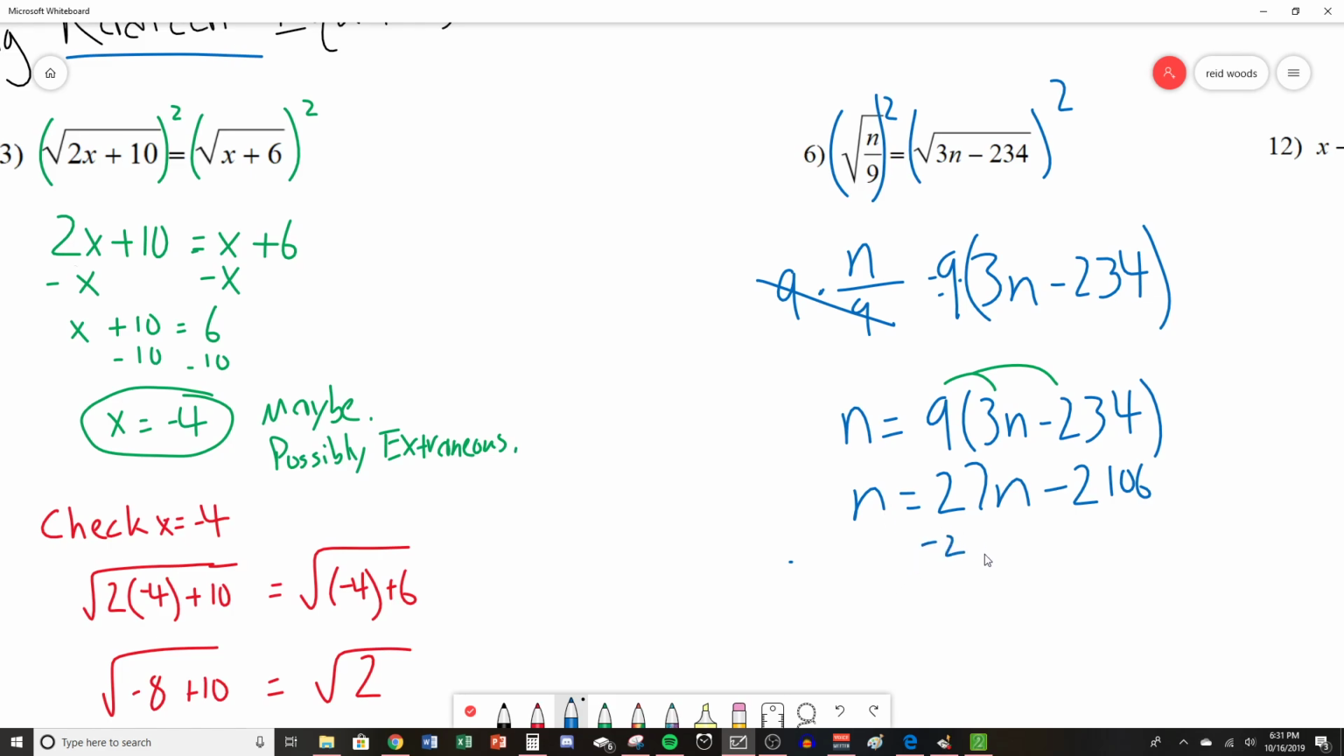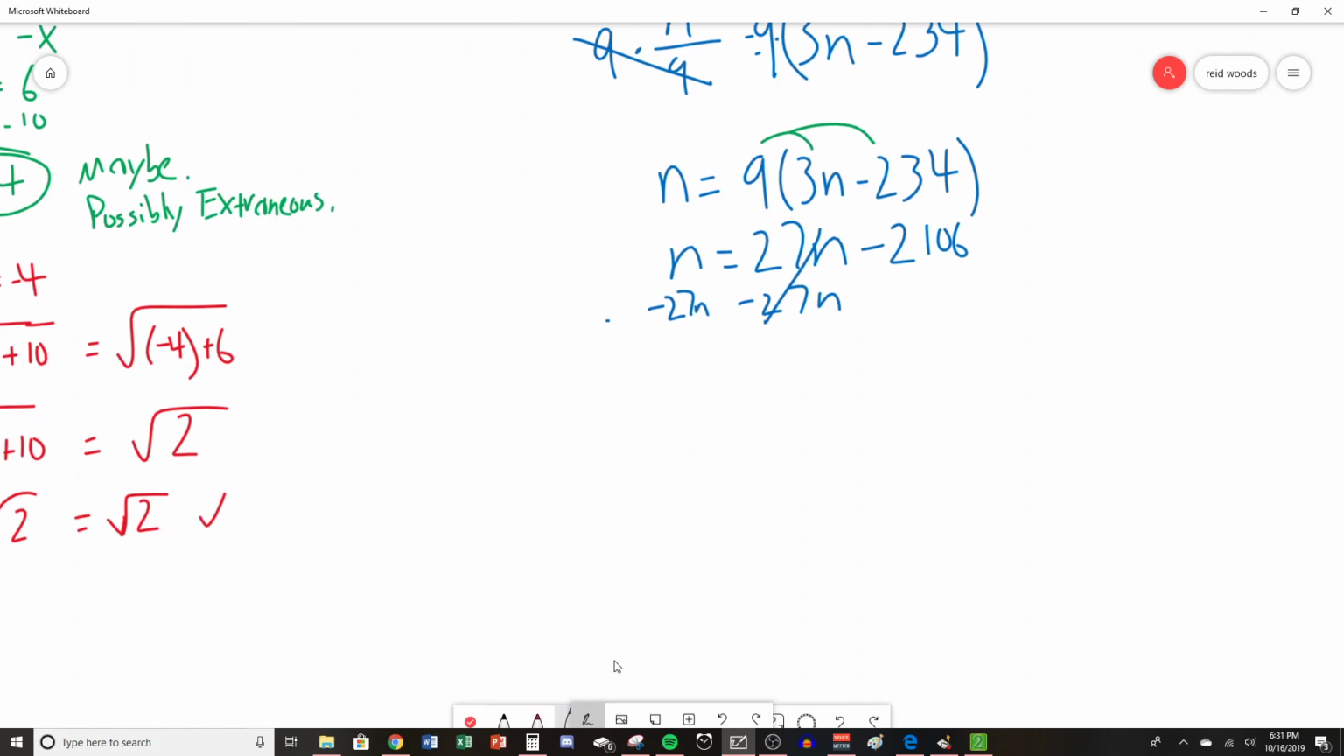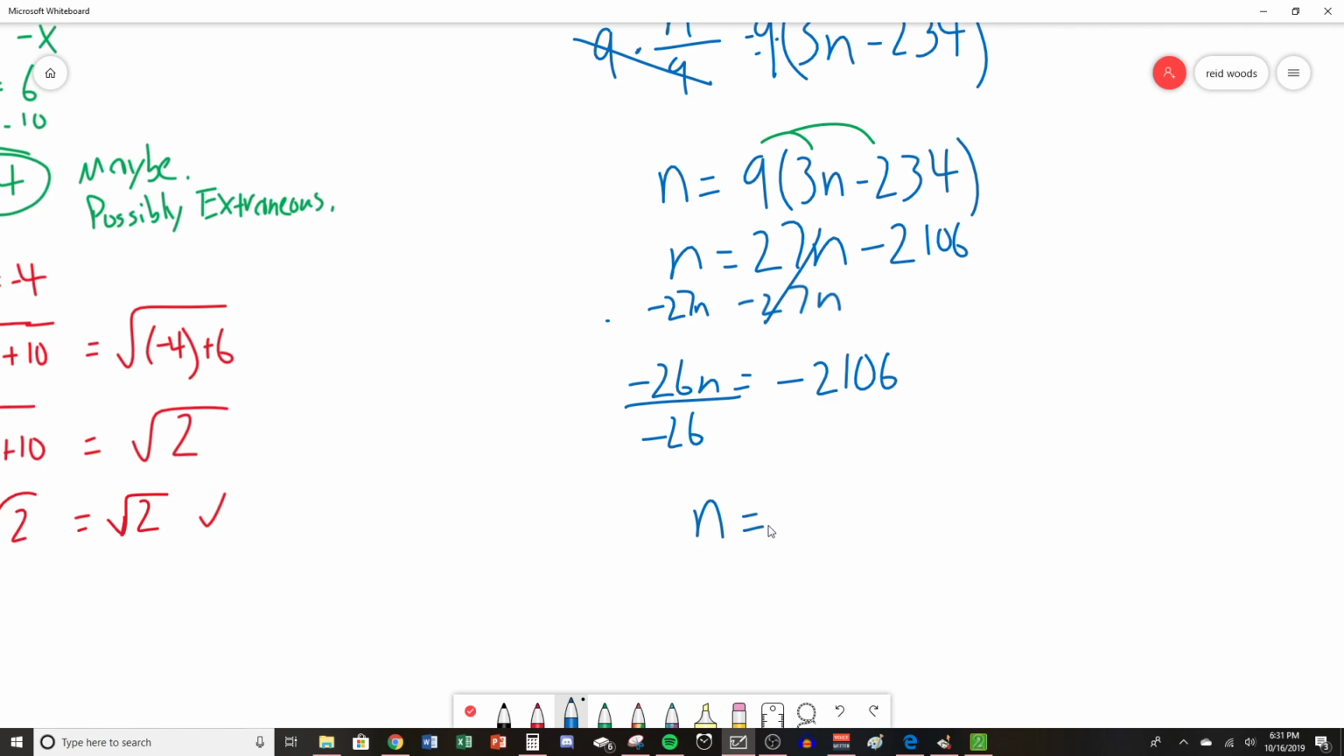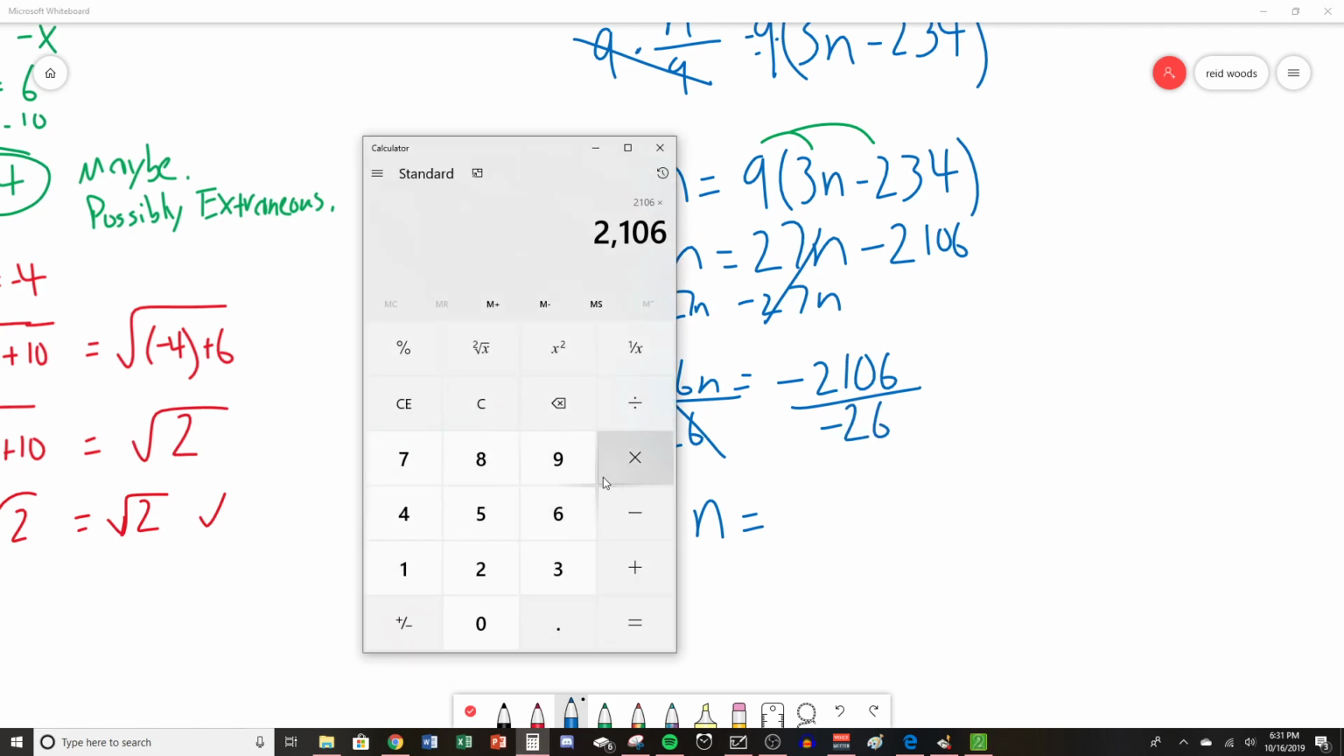I'm going to subtract the 27n. Okay, this one goes away. And now subtracting these, I end up with negative, this is going to be 26n equals negative 2106. Final step would be, let's divide away the negative 26 to get n all alone. We'll get n equals from this because these go away. So divide that, when we do that, this is times 1. So that's where we have negative 2106. Divide that by negative 26. And we get 81.